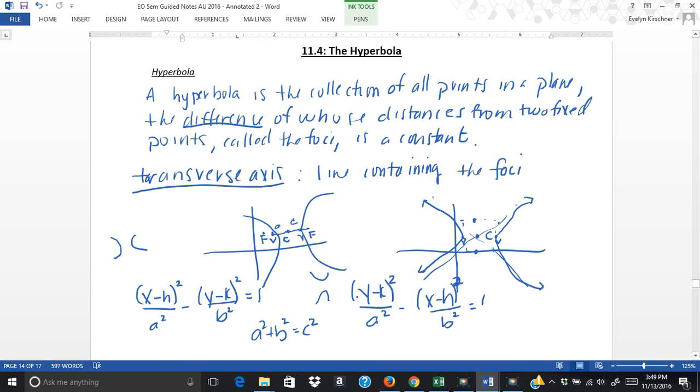I have eccentricity again. And it still is c over a, but now we know that c is bigger than a, so that means that my eccentricity e is always going to be bigger than 1. And if the eccentricity is close to 1, approaching 1, then it curves away quickly, and if it's large, as e goes to infinity, the hyperbolas look like this. They're almost like lines.